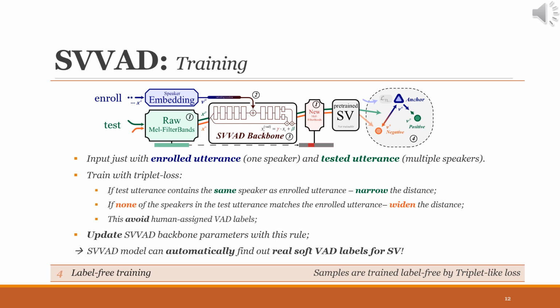The model will widen the distance of the voice print vectors. With this rule, the SVVAD model can automatically find out the VAD decisions for speaker verification. There is completely no human labeling.